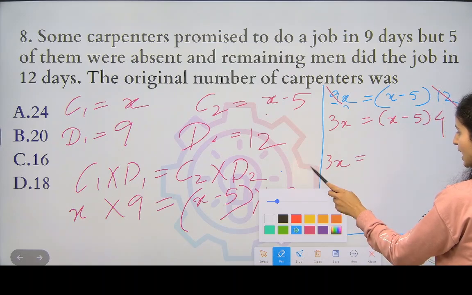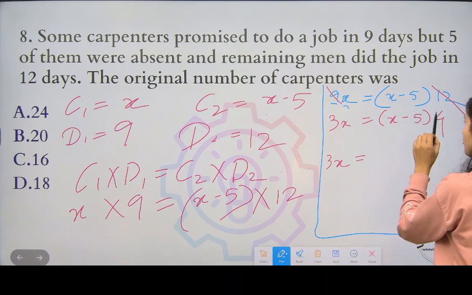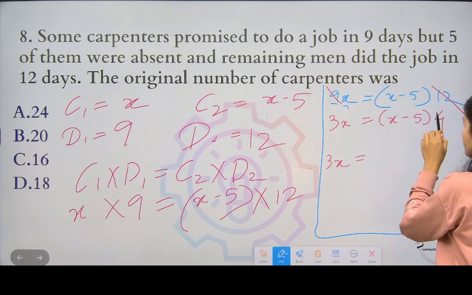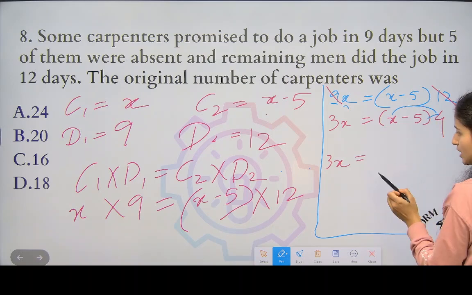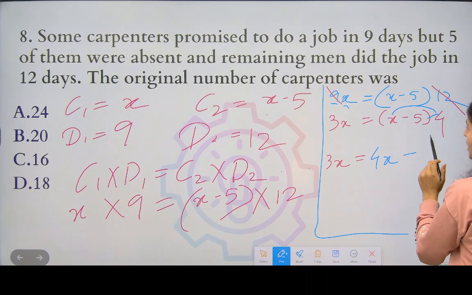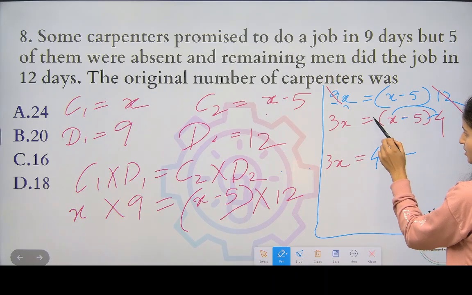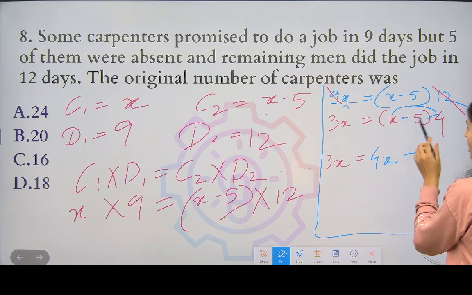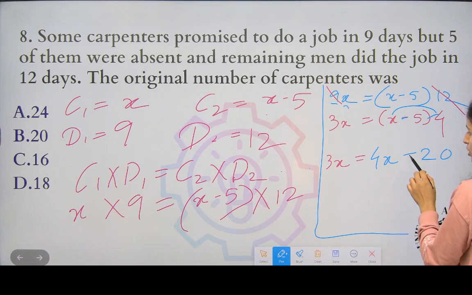Now what we have to do is multiply this 4 inside the bracket. How will you multiply this? First, what is the first number? You have to multiply it by that and then by the second number. Means 4 into x is 4x minus. Minus why? Because in between there is a minus sign and here no sign is there. That's why minus. 5 4s are 20. Fine. Now here minus 20.